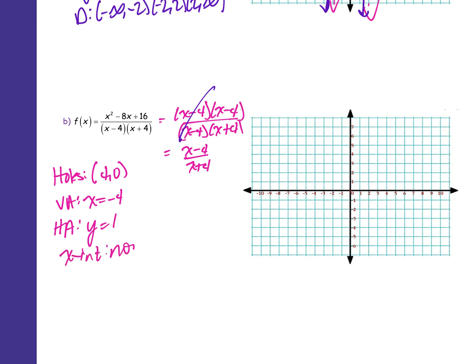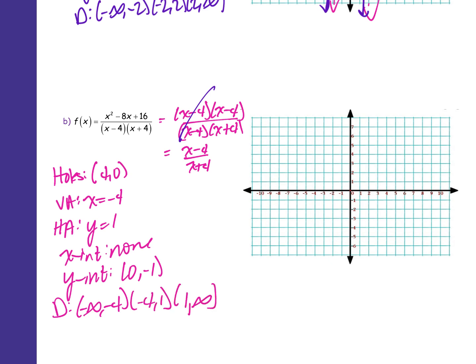X-intercept, none. Y-intercept, 0, -1. Domain, -infinity to -4, -4 to 1, 1 to infinity. Okay, so -4, 1.